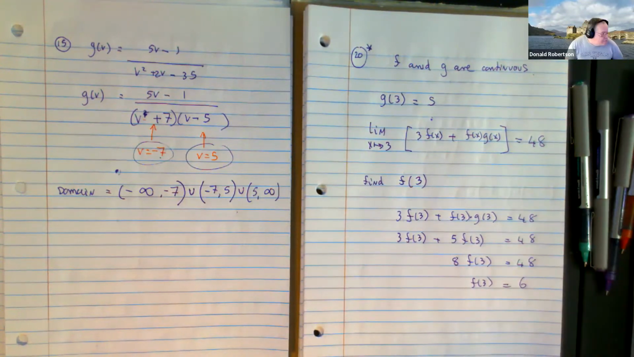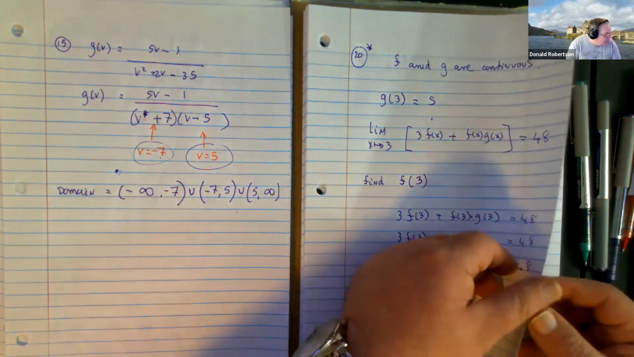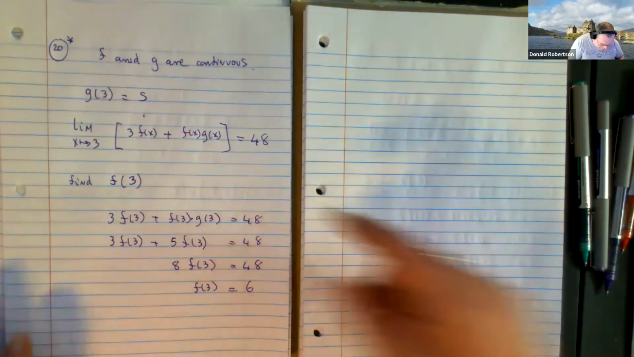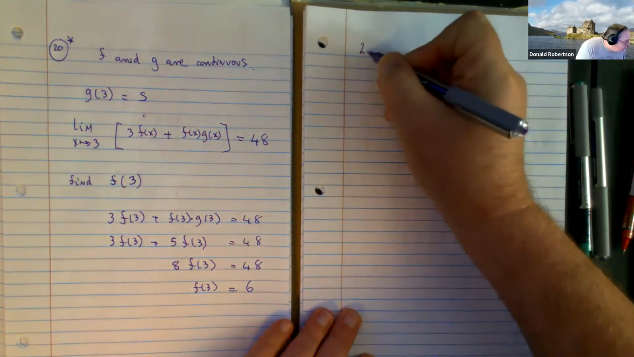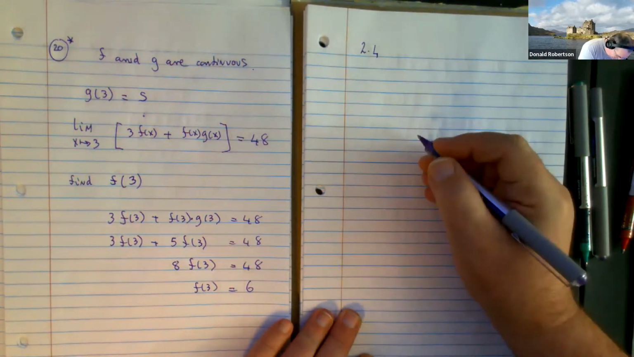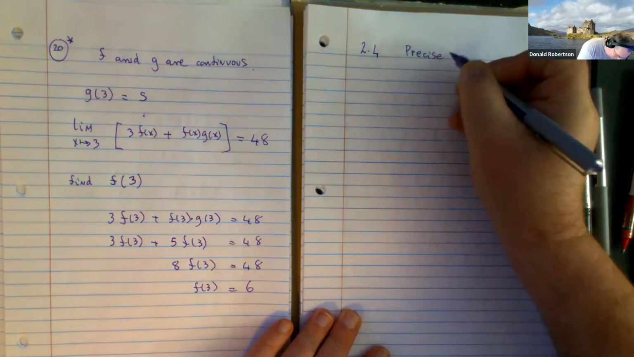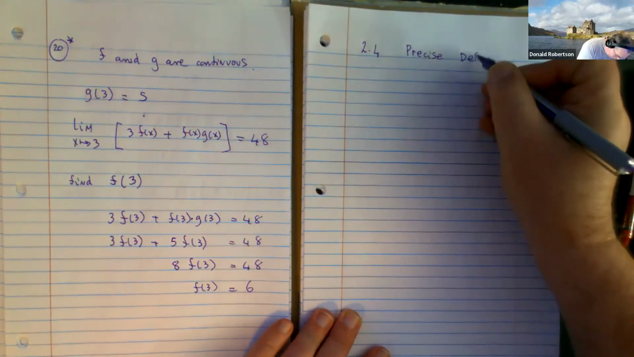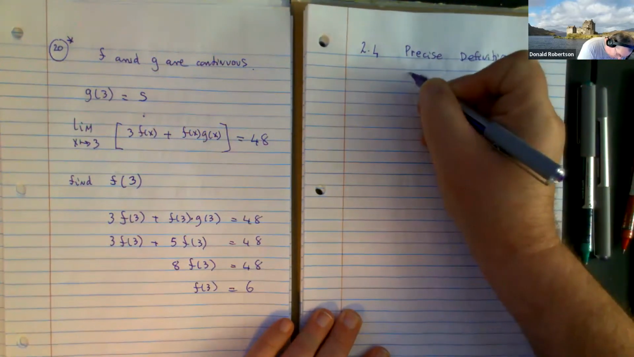And we are finished that section, which means we are now going to be doing that section I skipped. And if you remember what I said, we are going to do the homework questions together. So this is 2.4. It's called the precise definition of a limit.